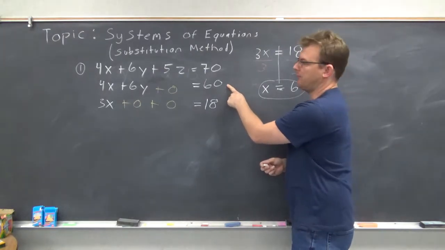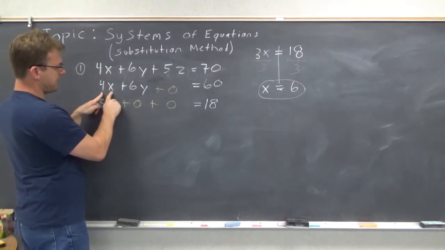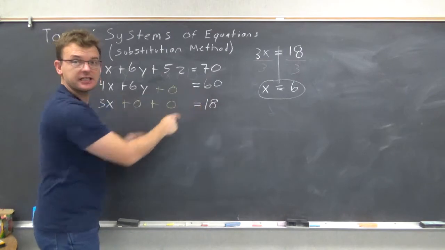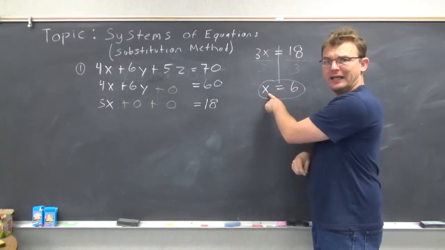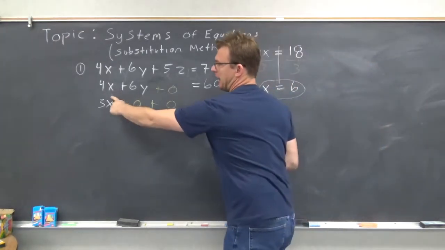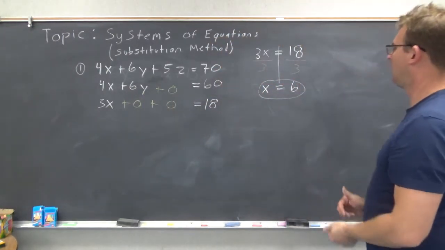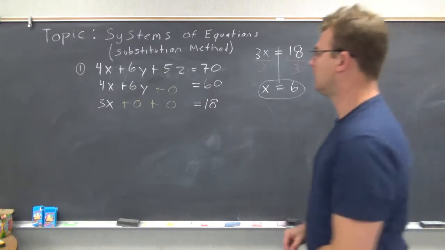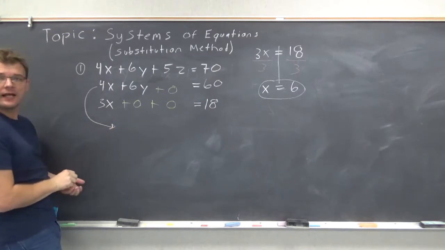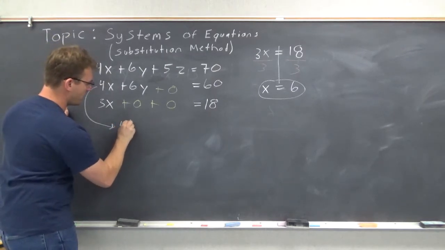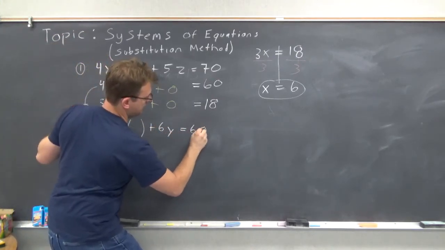Why do you say this one? Well, do you see how it says 4 times X, 6Y equals 60? But don't we already have X already? So can't we just plug it into this second one and solve for Y? Yes, we can. So I'm going to go ahead and move that one down there. We got 4 times plus 6Y equals 60.